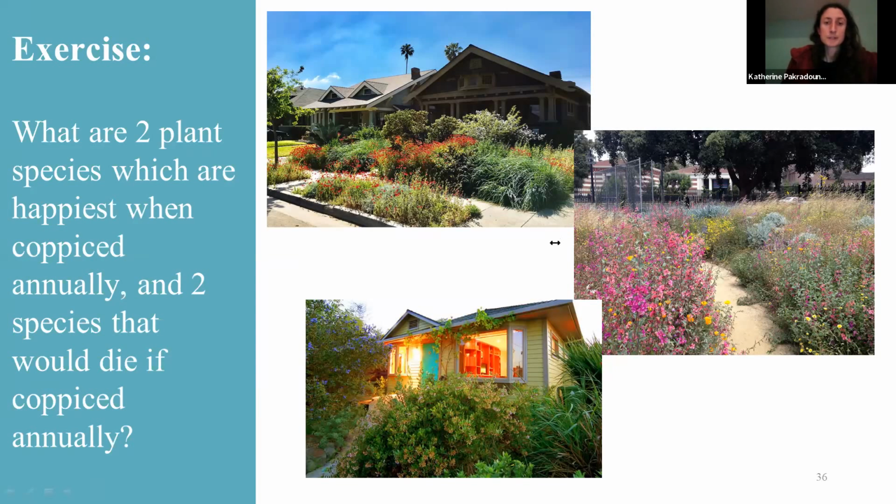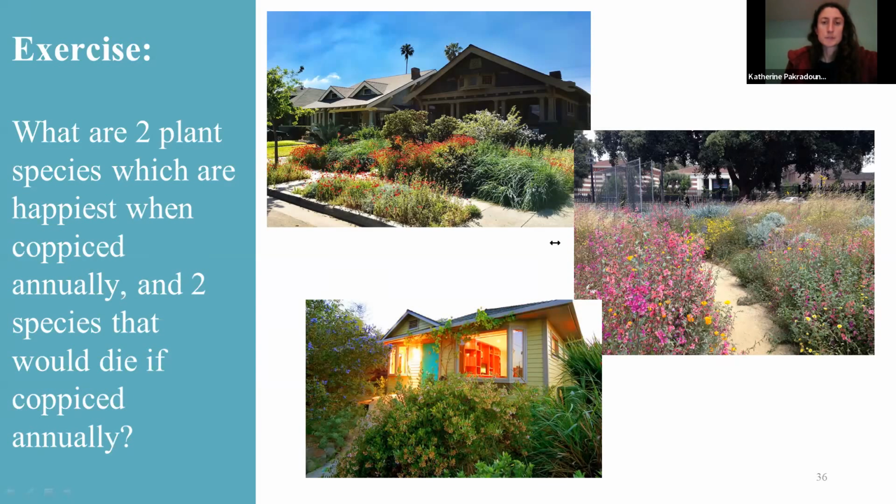All right. So Matilija poppy and epilobium, not manzanitas and Ceanothus. The question is, how would Gambelia respond? That's a very good question. I think Gambelia would tolerate occasional coppicing. I wouldn't do annual coppicing on a Gambelia, but I think it would actually tolerate some periodic cutting back hard.